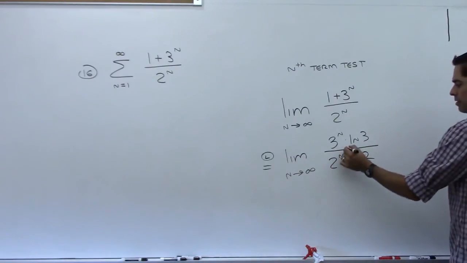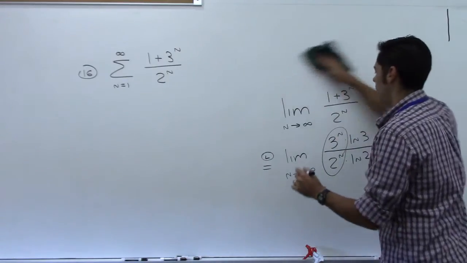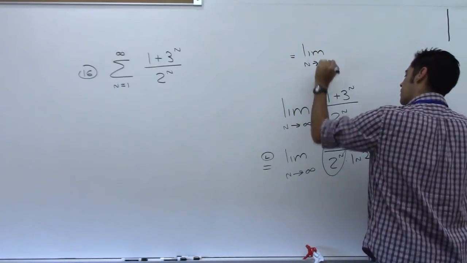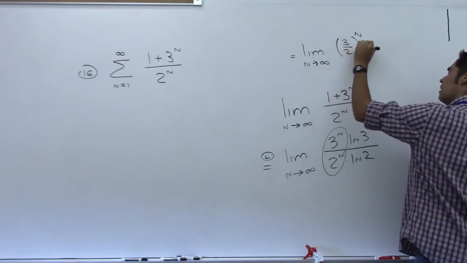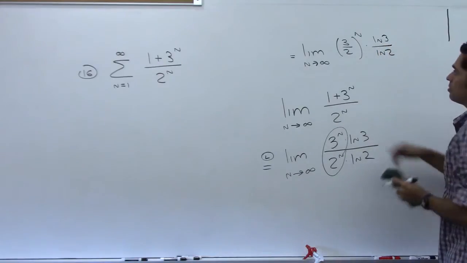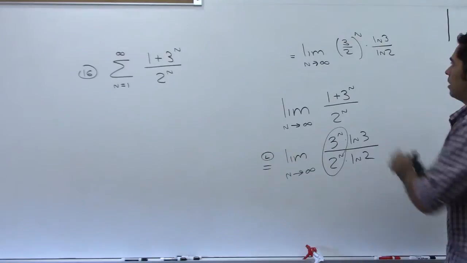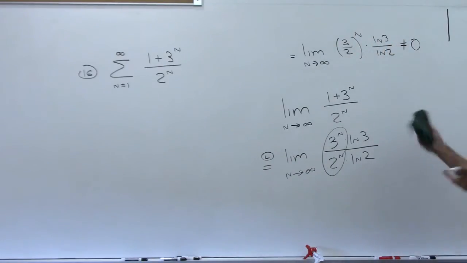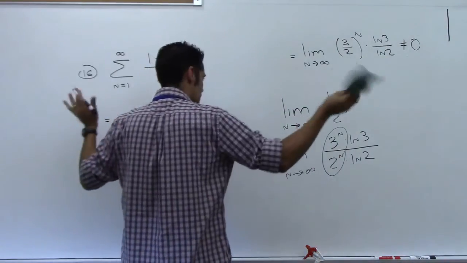And now this right here can be rewritten. So we have limit as n goes to infinity of 3 over 2 to the n times natural log 3 over natural log 2. And as n goes to infinity now, this number is bigger than 1. This thing is going to blow up. It's going to get huge. This is just a constant. So this is not going to 0. And so it diverges. So this diverges, we're done.